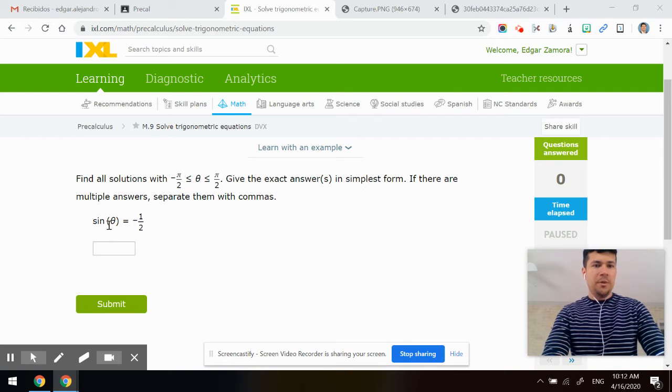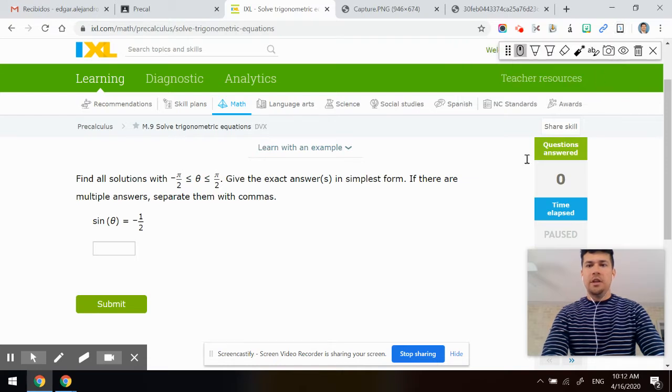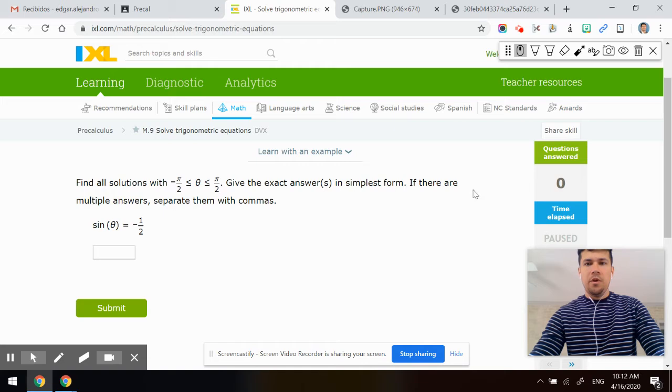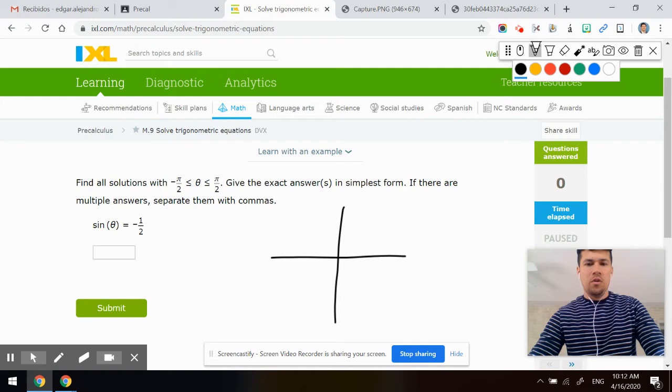All right. This tells me that the sine of theta is equal to negative 1/2. So I basically need to look at my unit circle and find where the sine of theta is equal to negative 1/2. So this is definitely going to be in quadrants 3 and 4. And I believe, if memory serves me right, if we think of our unit circle, negative 1/2 is about right here. They're going to be here and here.